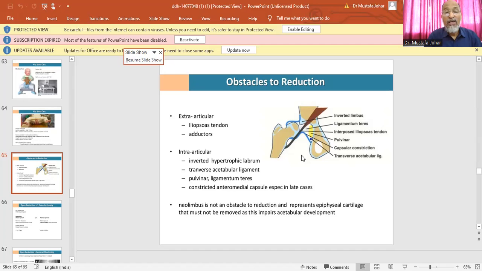Then you have got a hyperplastic pulvinar, the ligamentum teres hypertrophy. Then you have got a constricted capsule, which is seen in the late cases. Then you have got neolimbus, which is not an obstacle to reduction, and that represents the epiphyseal cartilage that must not be removed as this impairs the acetabular development.